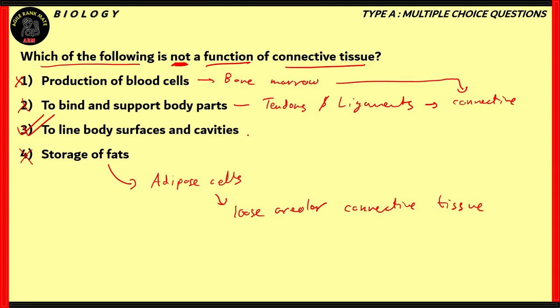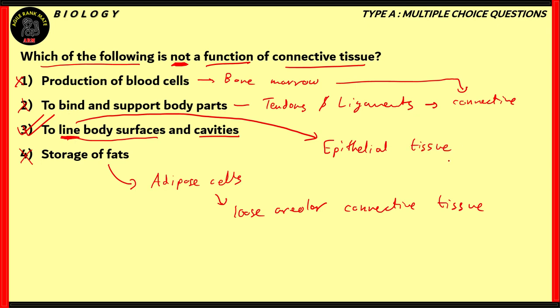That means the only correct option is option 3, to line body surfaces and cavities. Of course, if you had known that lining of body surfaces is the function of epithelial tissue, then you would have immediately jumped to option 3. Epithelial tissue's only function is to line body surfaces and cavities. Connective tissue has many functions, and it can be manifested in many forms, such as bones, tendons, ligaments, blood, lymph, etc. So option 3 turns out to be the right option.